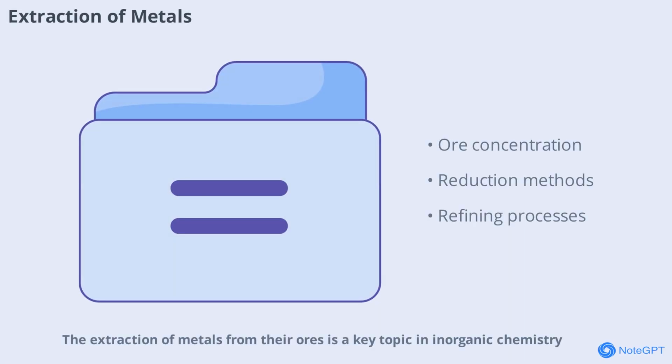Extraction of metals from their ores is a key topic in inorganic chemistry. This process involves steps like concentration, reduction, and refining. Different metals require different extraction methods, such as electrolytic reduction for aluminum and blast furnace for iron. Understanding these processes is important for both academic and industrial applications.